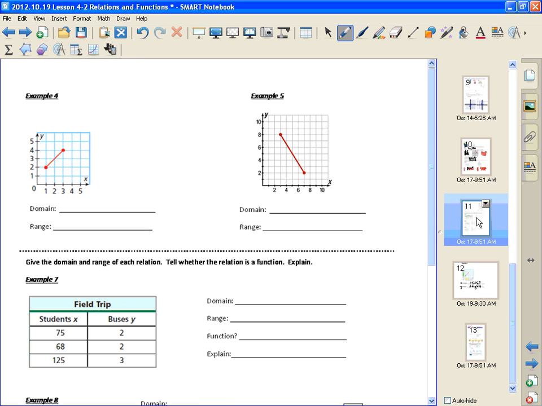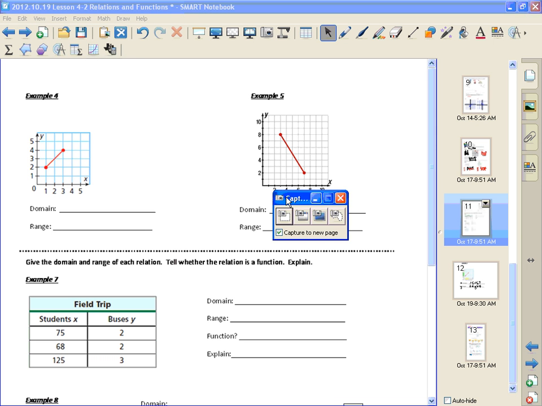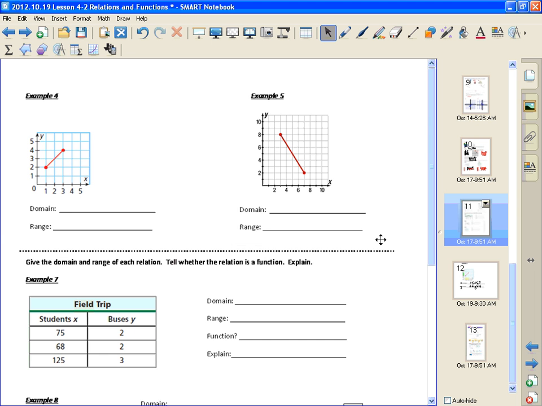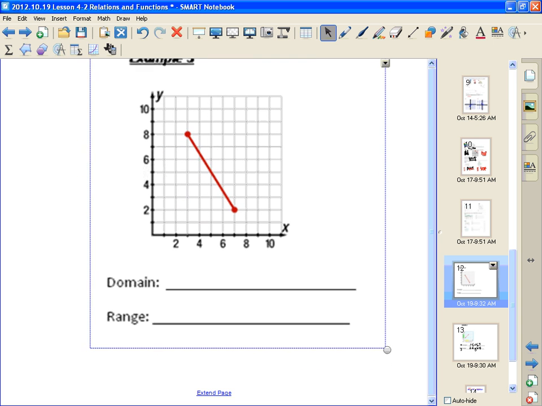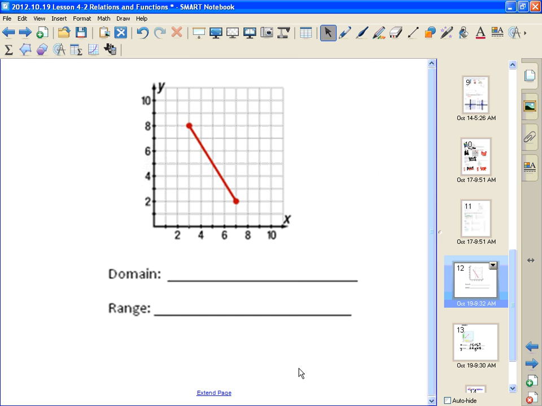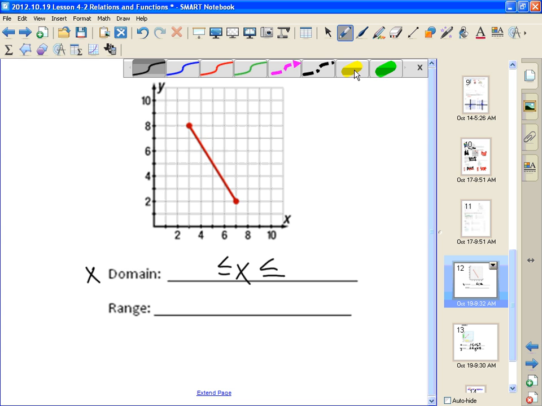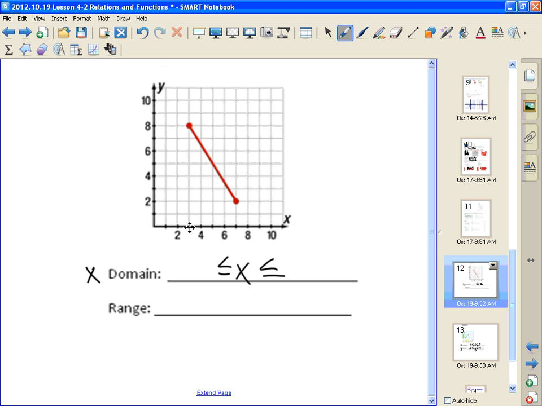Okay, so let's look at another graph where we have to describe the domain and range. On example 5, domain always talks about which set of values? Your x values, right? So for this one, I'm going to say my x values are between, and then I'm going to look at my graph, and where do my x values start? Oh, they start at 3, right? And then where do they end? At 7. So my x values are between 3 and 7.